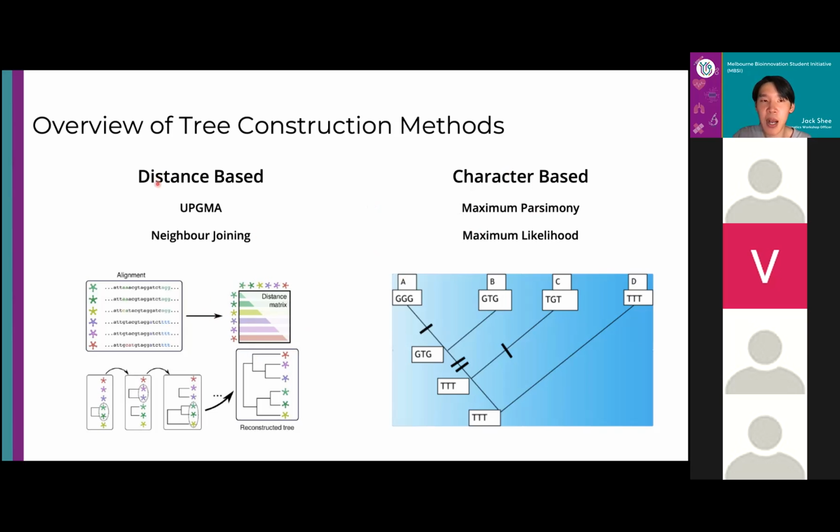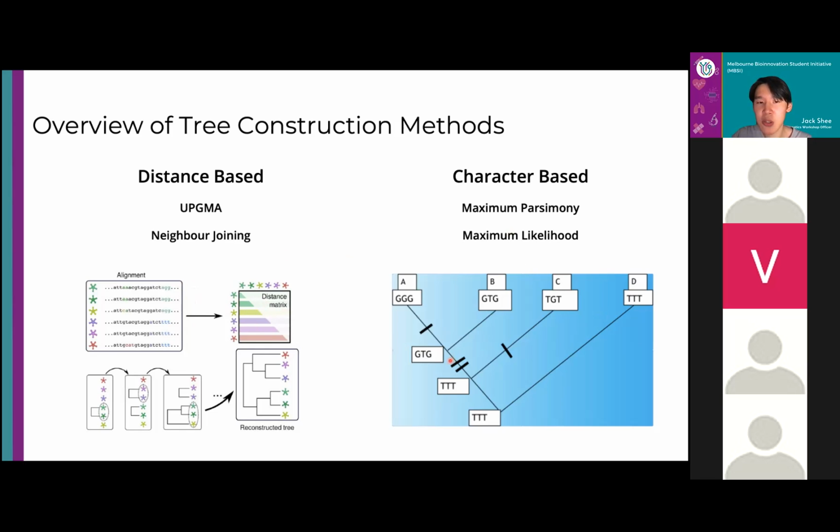So the key point behind a distance-based tree construction algorithm is that our input is going to be transformed into a distance matrix. So the input is usually a multiple sequence alignment that we generated. For example, we learned about this in our workshop 2. And when this alignment gets converted into a distance matrix, essentially the sequence information is lost, but we get these numbers that indicate how similar sequences are. We're going to talk a lot about how distance matrix can be computed in the next slide.